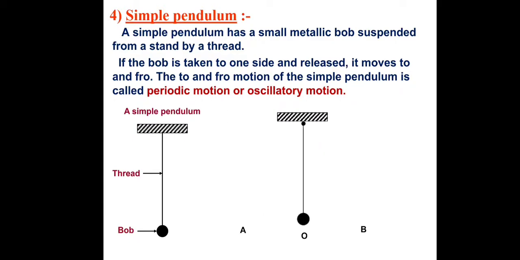So if the bob is taken to one side and released, it will move to and fro, and this to and fro motion of the pendulum is called periodic motion. And children, you can prepare a simple pendulum at home by taking a string or thread of 1 meter length, tying a metallic bob at one end, then fixing it to a stand, and it will act like a simple pendulum.